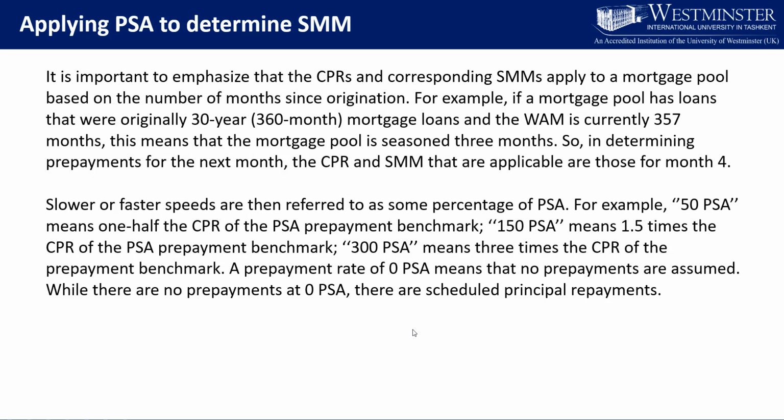I'll show you using a video. So what about 150 PSA? Well, it's 1.5 times 100 PSA, right? It's 1.5 times the 100. So 1.5 times 6% is 9%, and so on and so forth. So 300 PSA would be 18%.